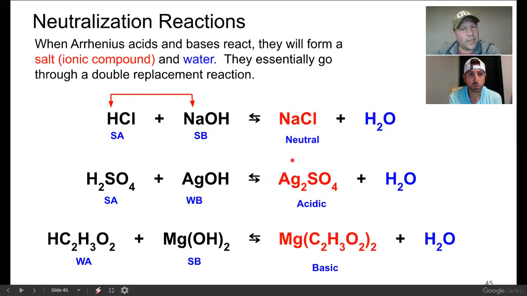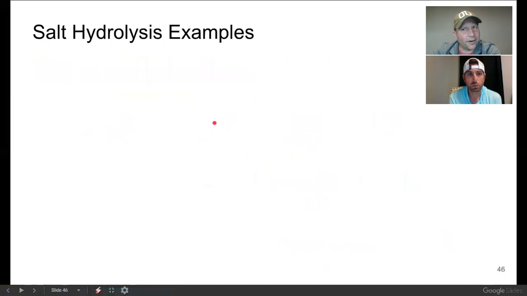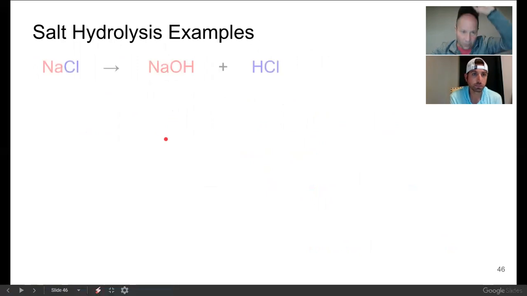But what if I gave you a salt and dissolved it in water, right? You've got to figure out whether that salt is acidic or basic. So let's go ahead and try this real quick. So here's sodium chloride, right? The way you do it is you take the first part of the salt and you put it with hydroxide, just like the rules told us.